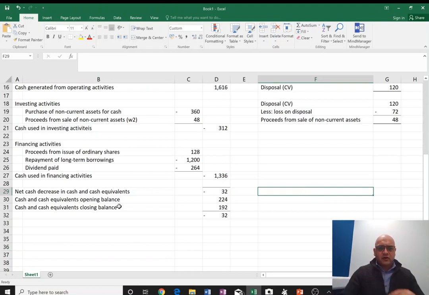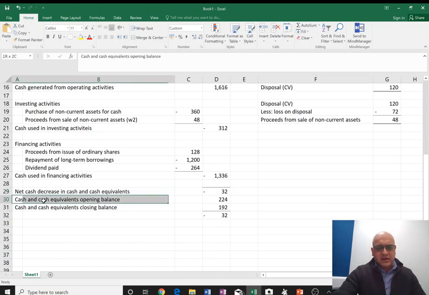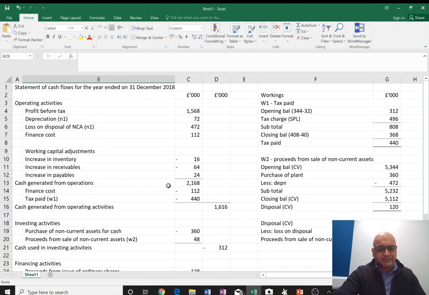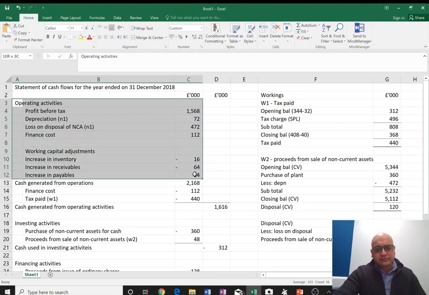So the first observation is that our opening cash balance of 224,000 has turned into 192. So there is a decrease in the net cash during the year of 32. How did that happen? What were the contributing factors? So first we divert our attention to the operating activities.